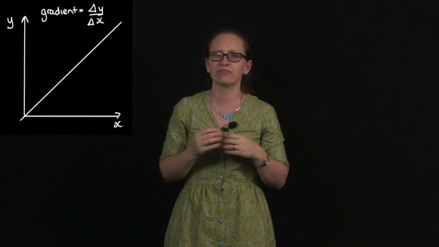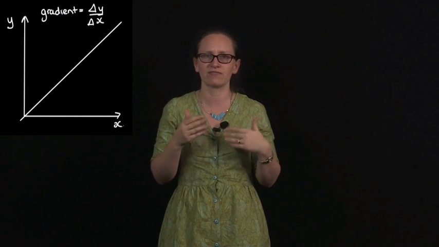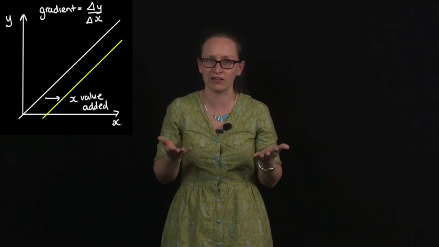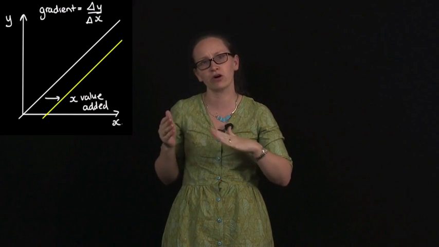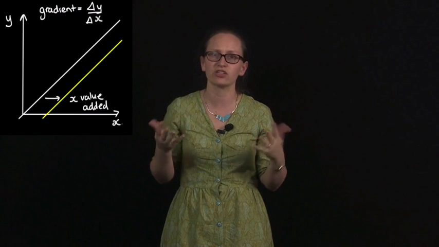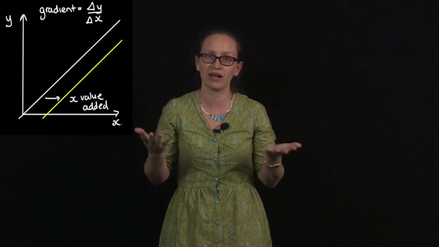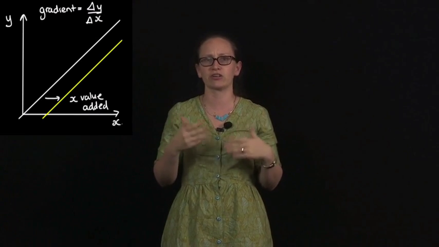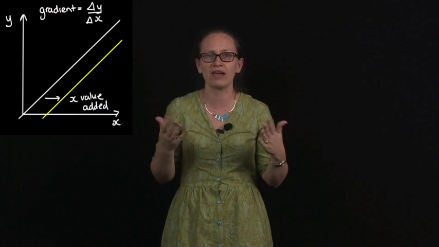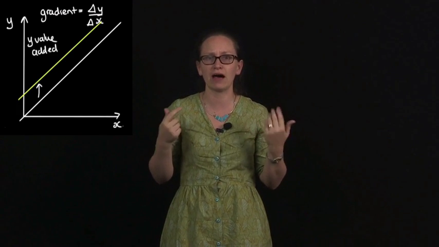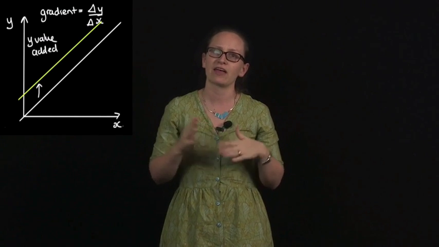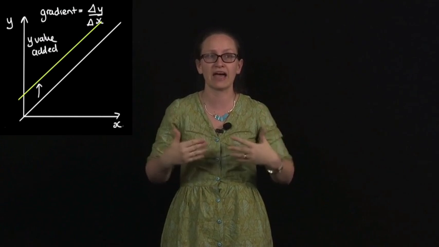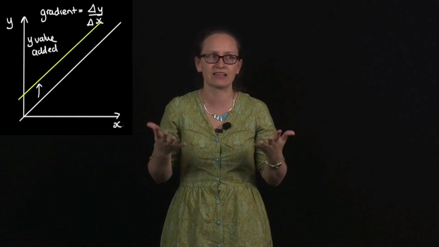In this case, if we add a constant value to the x values, it will shift the graph across, and as the graph moves across, the gradient doesn't change, and so we still end up with the same gradient. If we were to add a constant value to the y values, it would shift the graph upwards, but it again wouldn't affect the gradient of the graph, and so the value that we calculated would be unaffected.